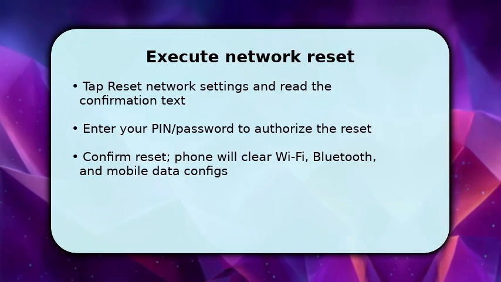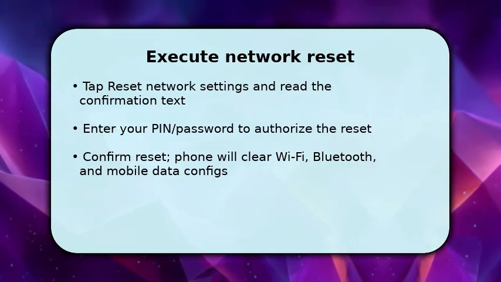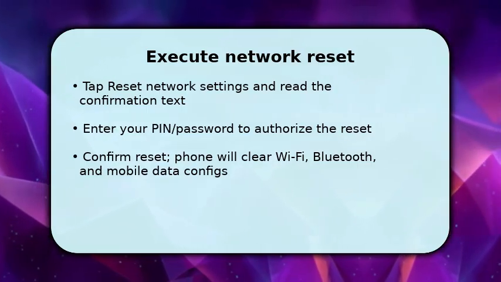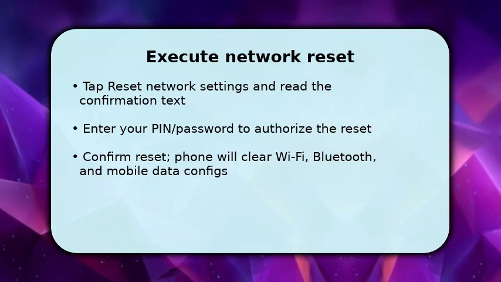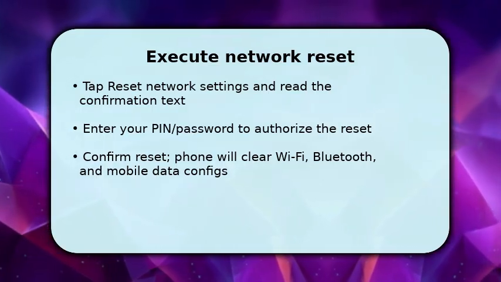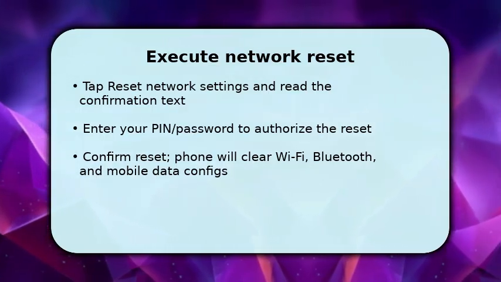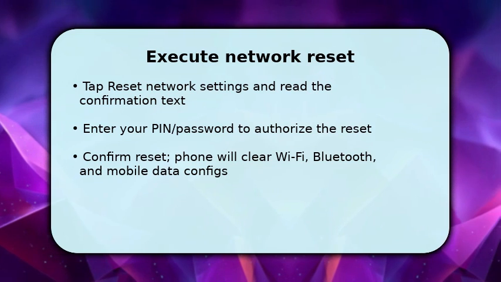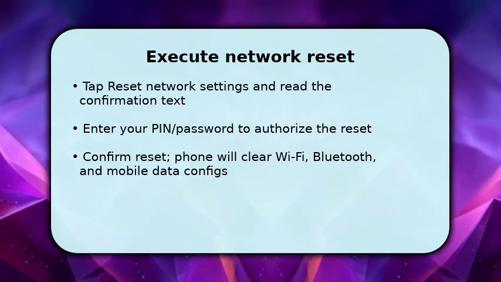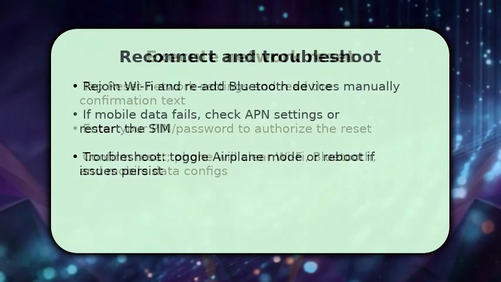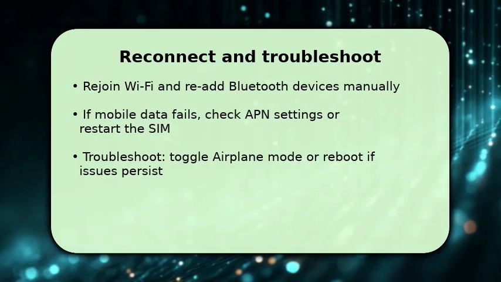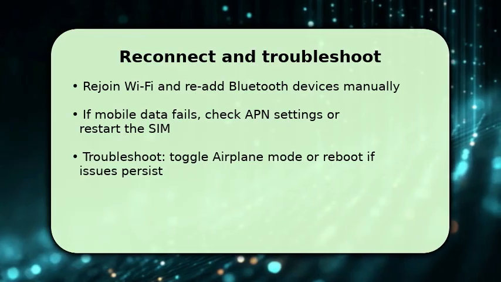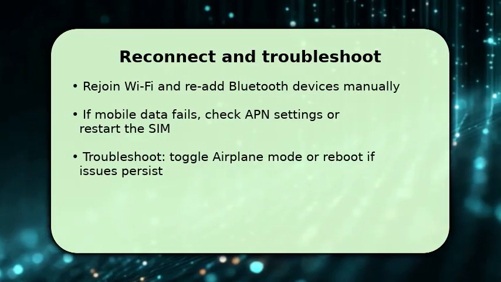Next, authorize the action by entering your PIN or password and confirm. The phone will execute the reset quickly and may briefly restart network services. This clears corrupt configurations so you can re-establish clean connections afterward. After the reset, you should manually reconnect to Wi-Fi and repair Bluetooth devices. This ensures each connection is established fresh.